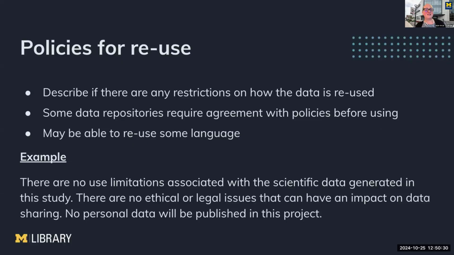Another possible section of a DMP is about policies for reusing the data. If there are any restrictions on how the data is reused, you would want to indicate that in this kind of section. Some repositories, for example, might require agreement with reuse policies before people can access the data. For this section, you may be able to find some standard language that talks about a data use agreement, for example, or a repository might have some language that describes any reuse policies. This particular example might not be super helpful, but it is a legitimate way to describe if there aren't any limitations or restrictions on data reuse.